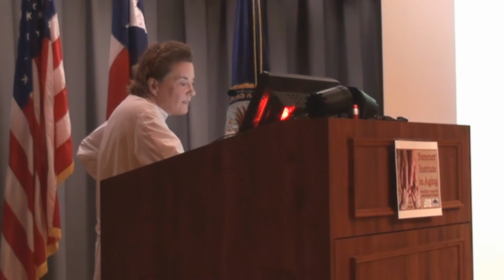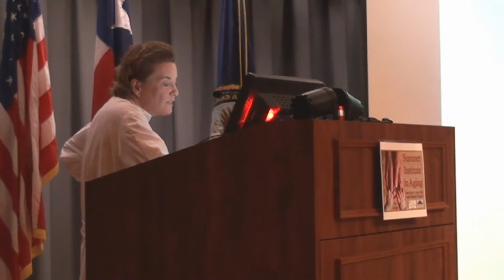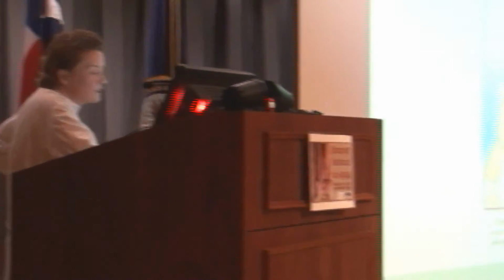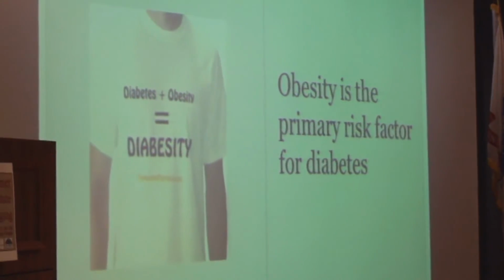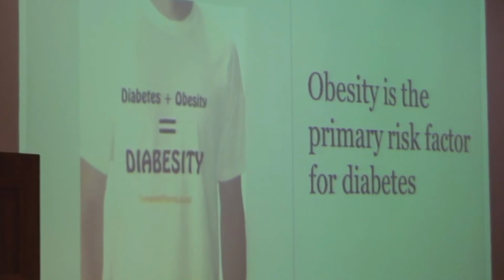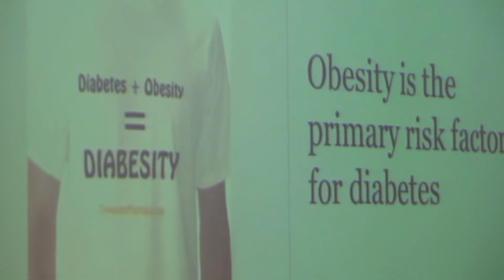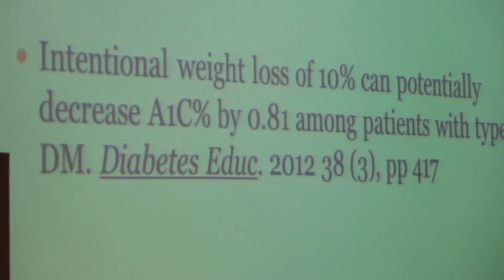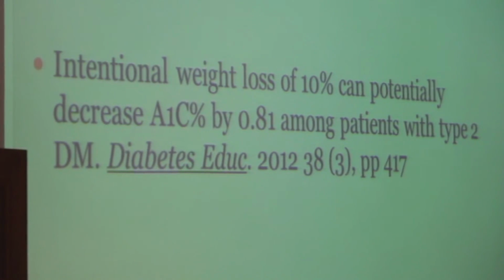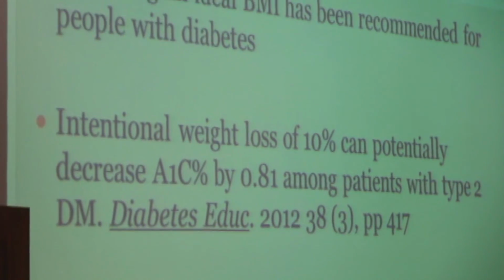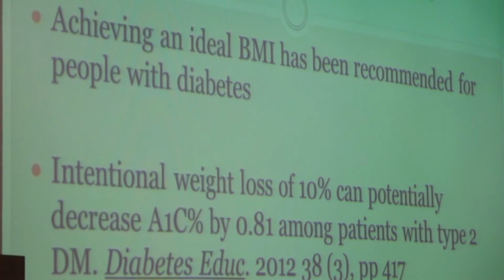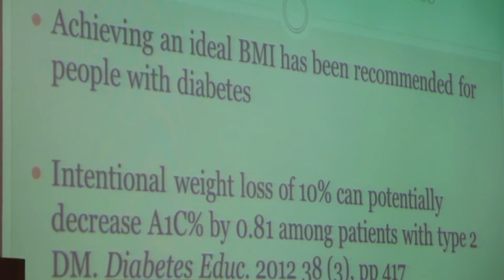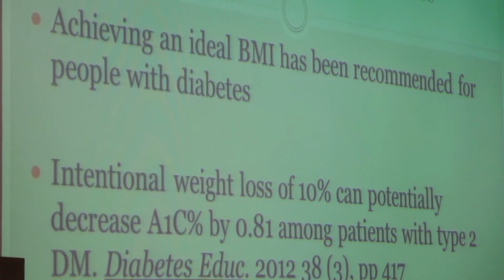So diabetes has increased dramatically over the past 20 years. That proves that diabetes is caused by global warming. So it really is the comorbidities of diabetes and obesity. And very quickly, weight loss between 5 and 10% has a huge impact on improving A1C and reducing the risk of people with prediabetes converting to full-blown type 2 diabetes.